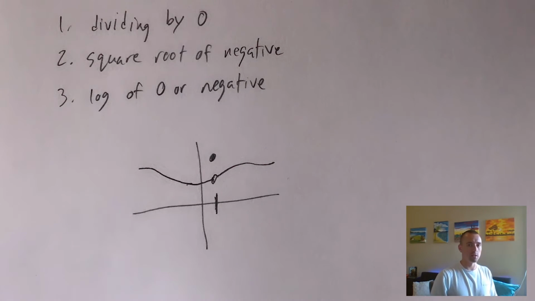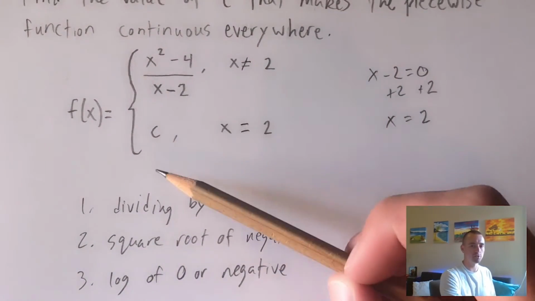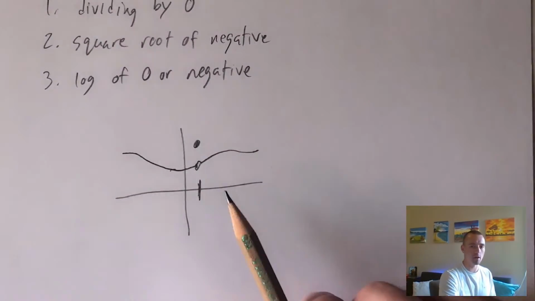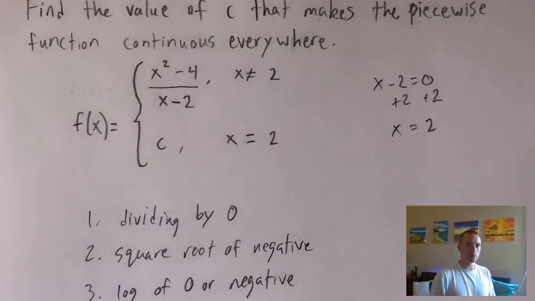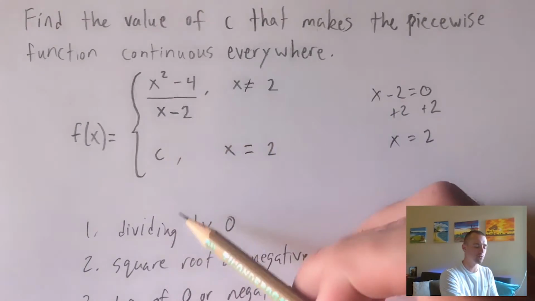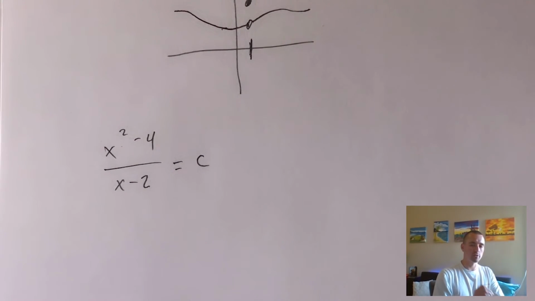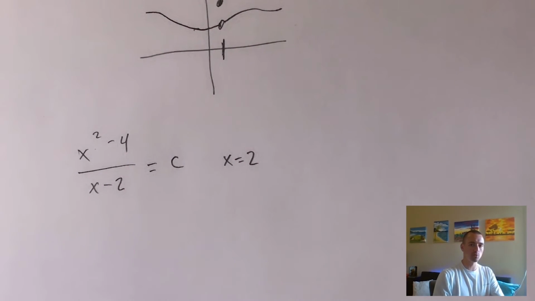But the point there is that we need to make sure that this piecewise function, when we switch from one function to our other function, which occurs at x equals 2, lines up at that point. So basically we need to make sure that these two functions have the same output when x equals 2, at that very specific input. To do that, all you really have to do is set those two functions equal to each other. So we're going to set x squared minus 4 all over x minus 2 equal to c. And specifically, we need to make sure that those two things are equal when x equals 2. They need to line up at the point where we switch from one to the other.